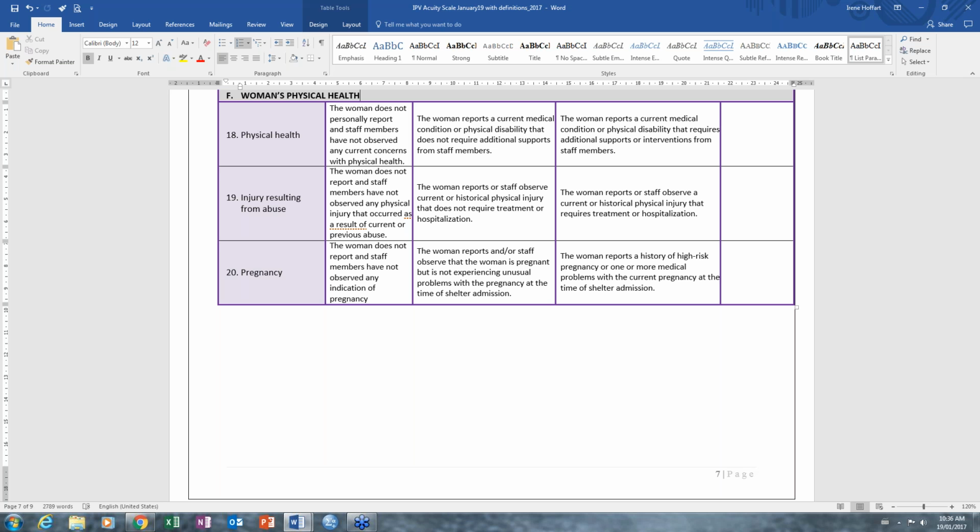So a score of 0 is the woman does not personally report, and staff members have not observed any current concerns with physical health.